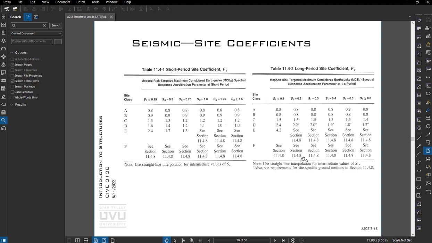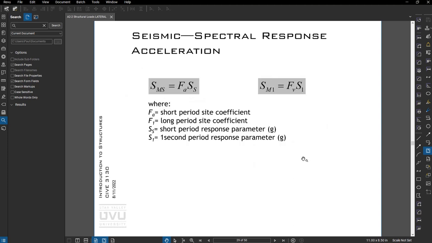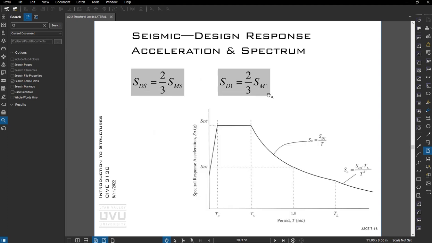Those play into these equations where we take the raw acceleration parameters, modify them for the site class, and we get SMS and SM1. For design, we take 2/3 of those. So SDS tends to be our dominant design parameter. The first thing to note is we're reducing what we design for by 1/3. So inherently, it's important to understand we're never designing for the full seismic force when we follow the traditional building codes.